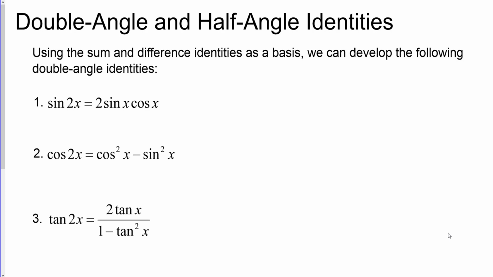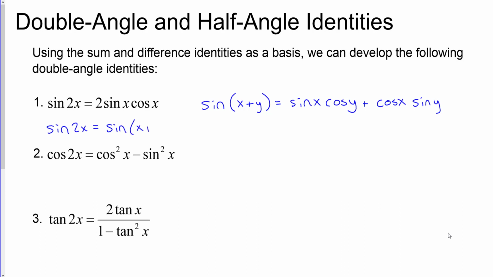So the way these are developed, I'm just going to do one and you can see how the others come about. So we know, for instance, that sine of x plus y is going to be sine x cosine y plus cosine x sine y. Now, if you think of sine 2x as the sine of x plus x, because 2 times x is just the same as adding it by itself, x plus x.